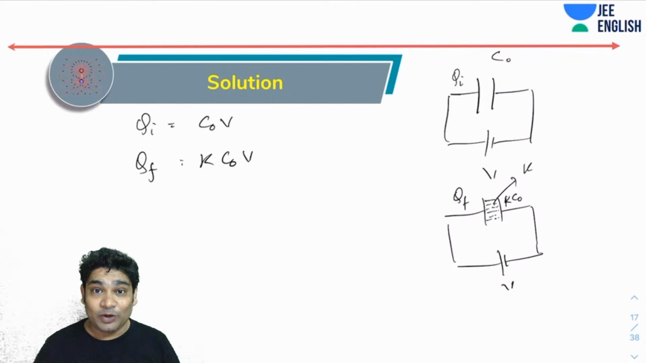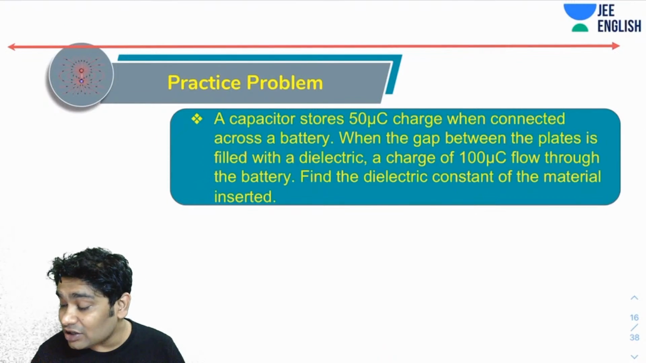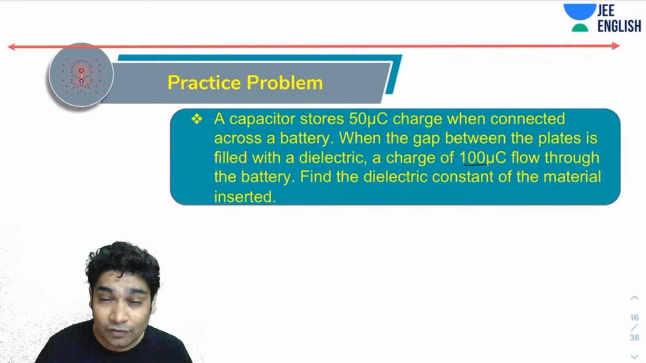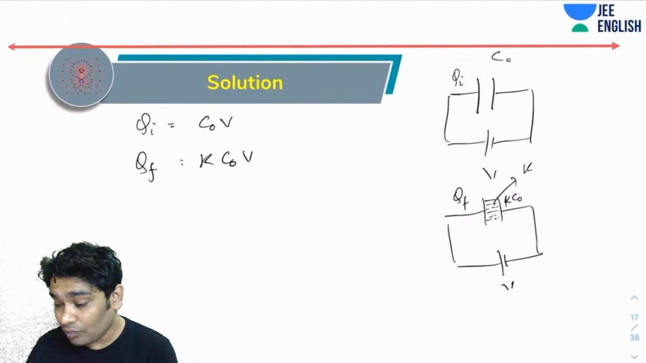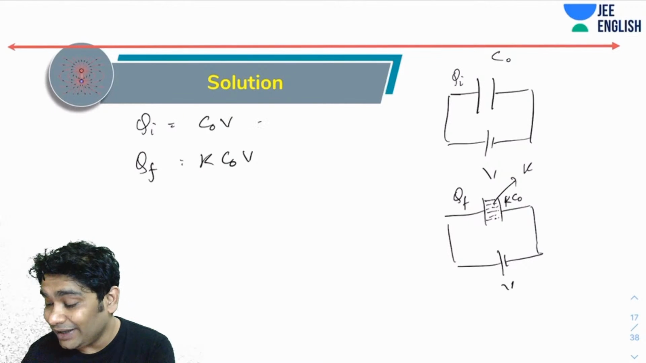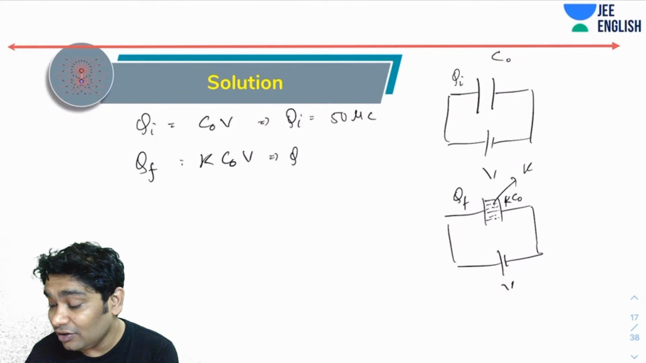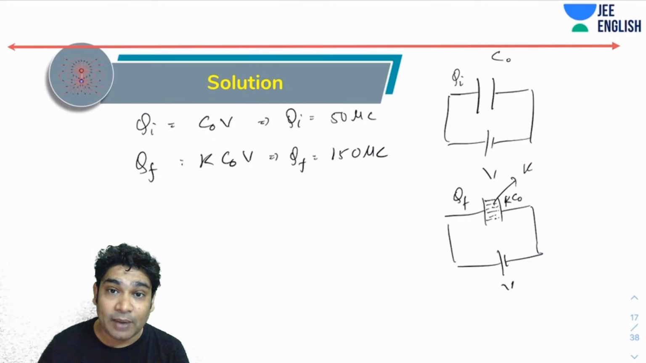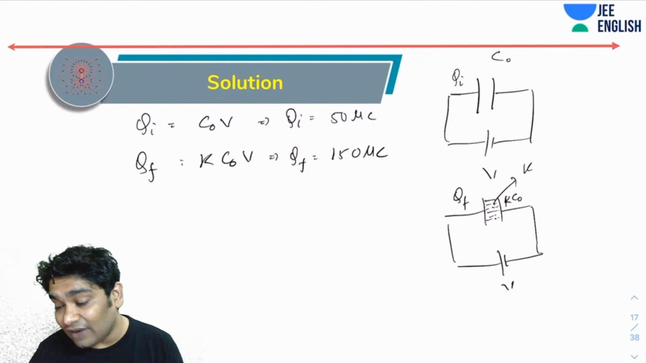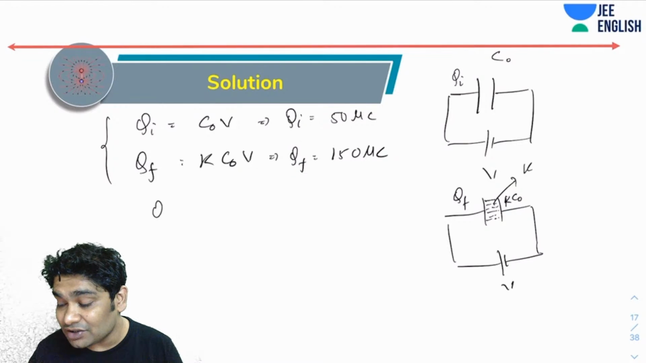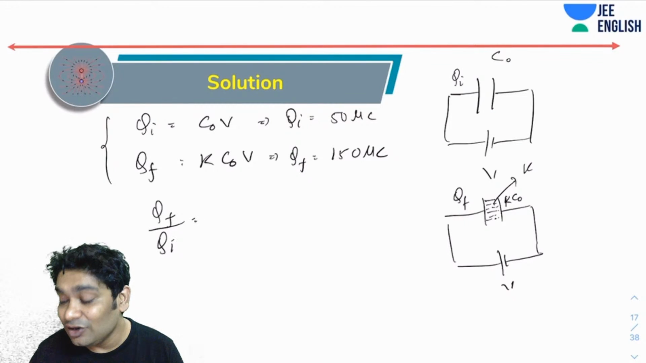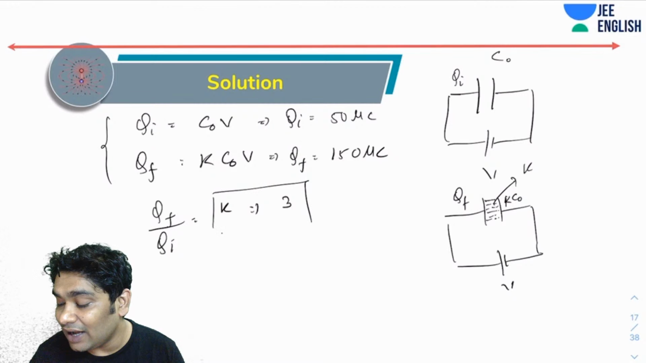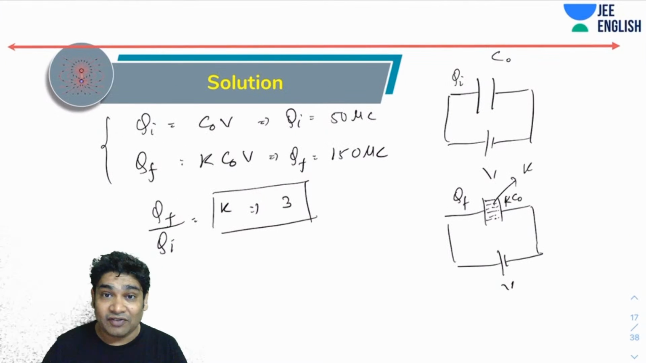Next, what were you told? You were told that an additional charge of 100 microcoulombs flows through the battery. So all you know is that Q initial is 50 microcoulombs. And Q final would be 150 microcoulombs, because an additional charge of 100 microcoulombs had flown. Now all you need to do is divide these equations. Q final over Q initial would be equal to K, which is essentially 3. So the dielectric constant of the dielectric that you're looking to find is 3.